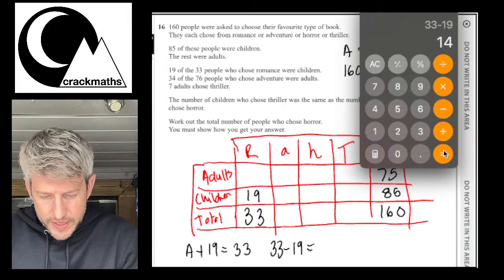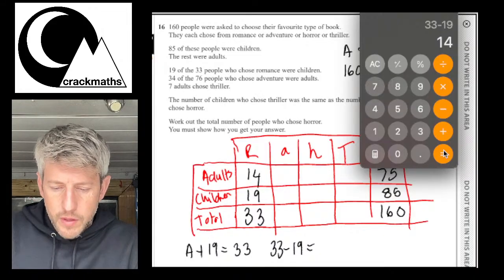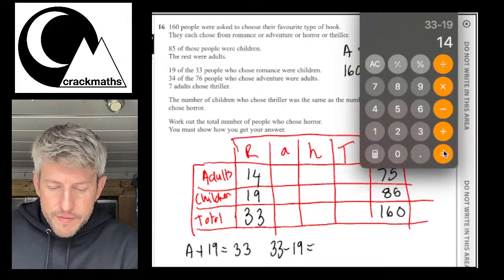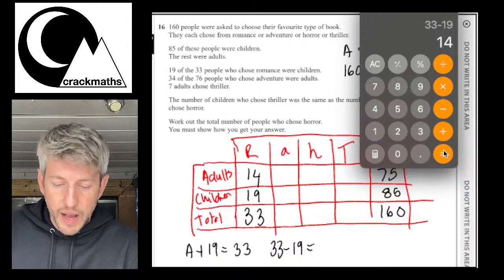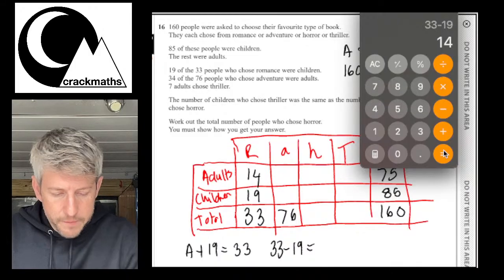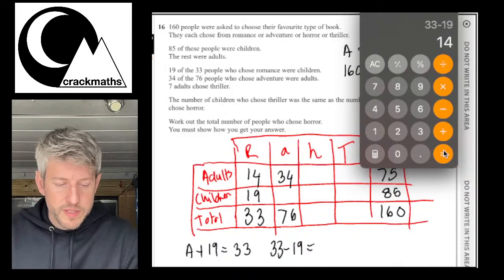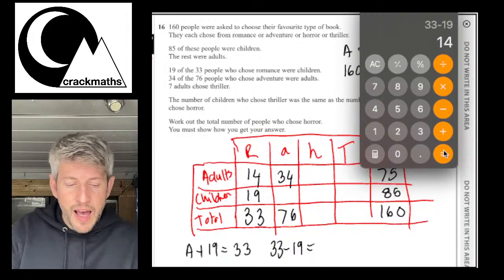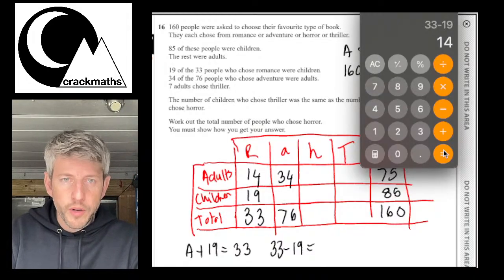And that equals 14. Right. 34 of the 76 people who chose adventure were adults. Okay, so I can fill this in now. So we've got 76 people here. 34 were adults. And now again, as before, we've just got to work out what goes here.